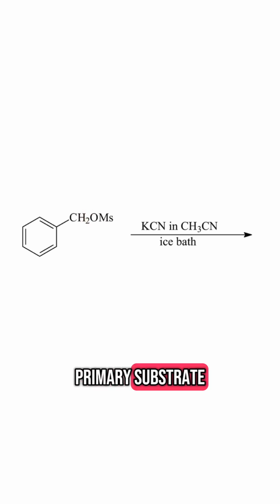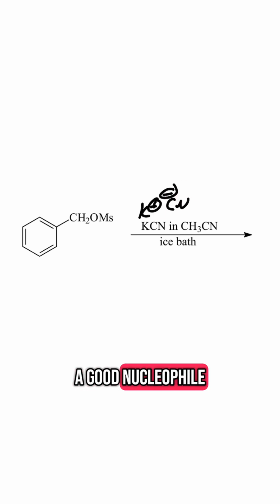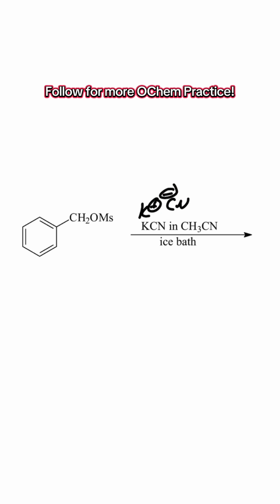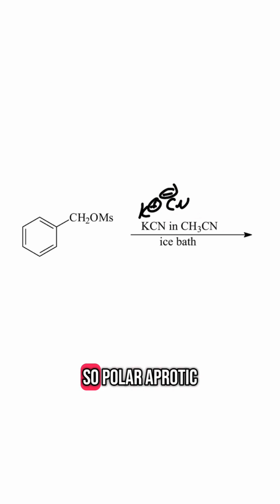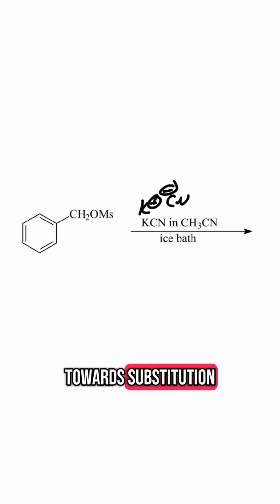So we get a primary substrate. We have potassium cyanide. So it's going to look like this. K plus CN minus. And so this is a good nucleophile, not so much a great base. So good nucleophile. And it's in acetonitrile, so a polar aprotic solvent. And it's in an ice bath. So we have a primary substrate, so it's leaning towards substitution, more than likely.